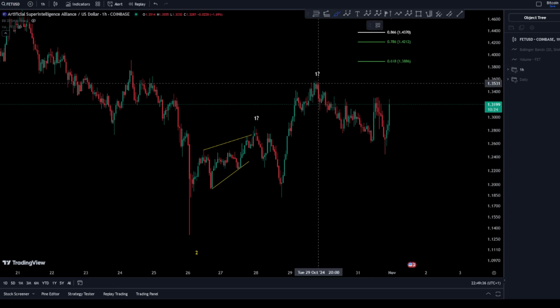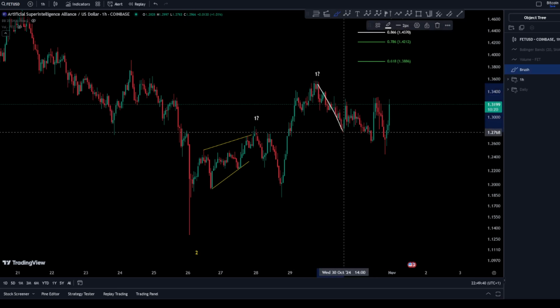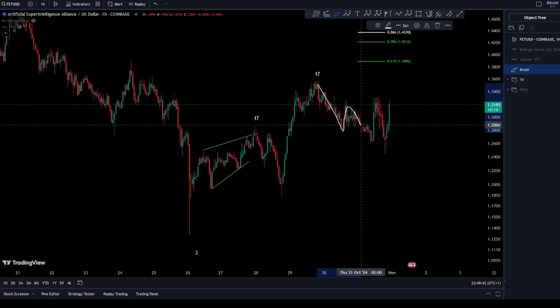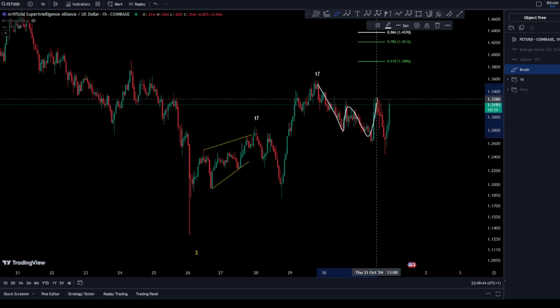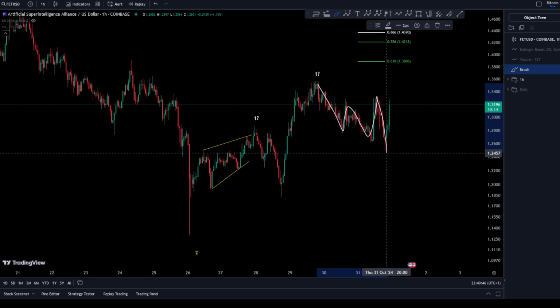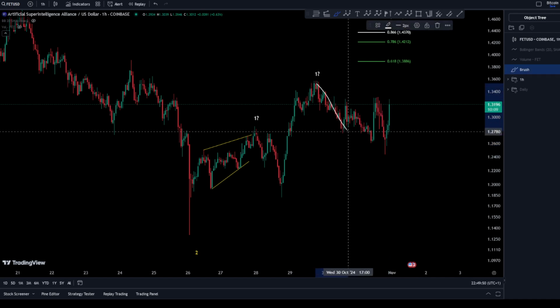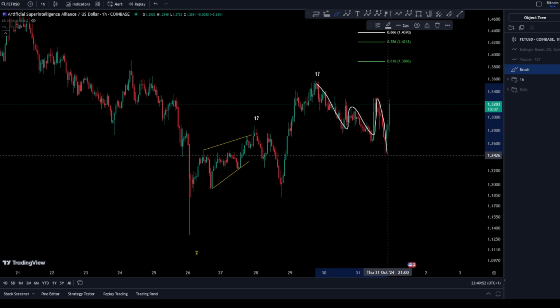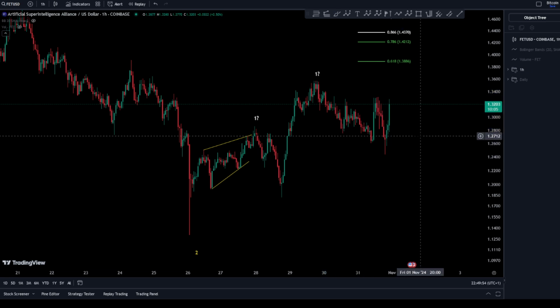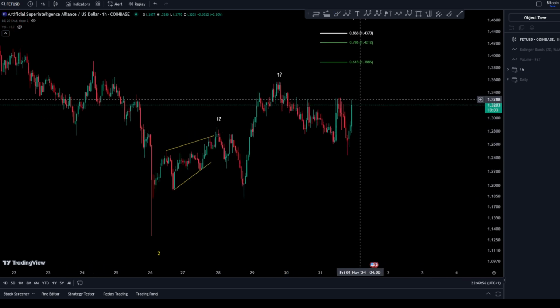What we are looking for possibly is, of course, here it is an impulse or motive wave. We are looking for an A and then a B in 3 waves towards the upside, and then a very sharp C towards the downside again. Therefore, this is an A, B, and a C, finishing possibly another wave 2. And because we are looking for higher prices.